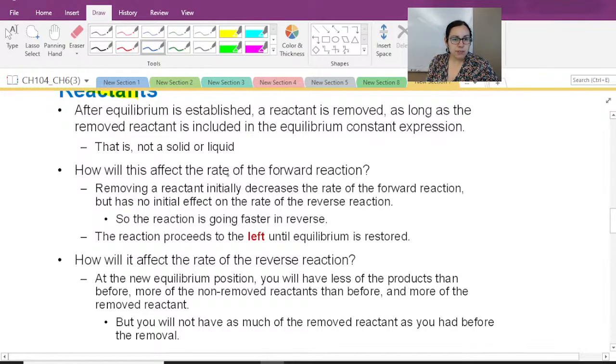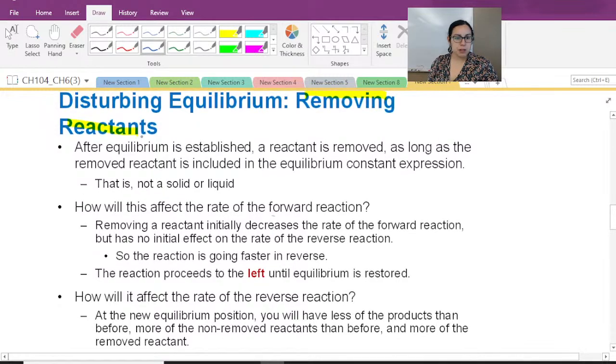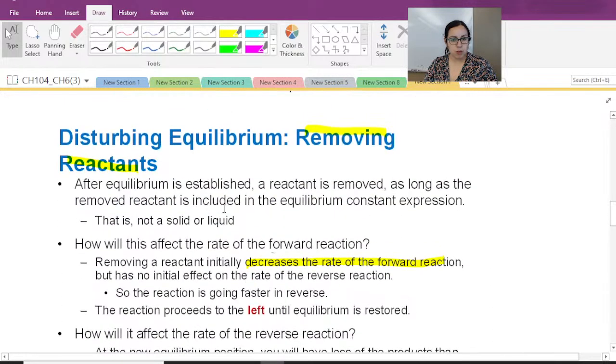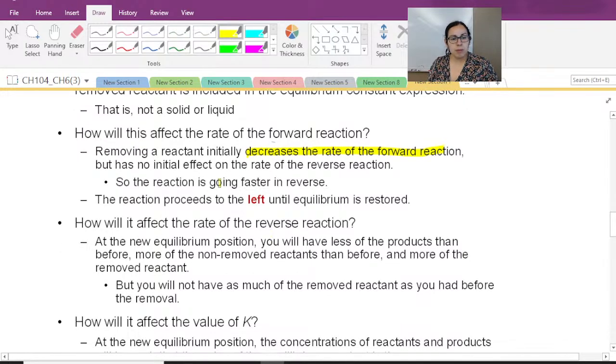And so how does this affect the forward rate? And remember, we took away reactants. So initially, if we remove reactants, we would see a decrease of the forward reaction. That kind of makes sense. But then your reverse reaction is still at that same rate. So hence why it makes our reactant. And so this means it's going faster in reverse, and then it proceeds until equilibrium is restored again.